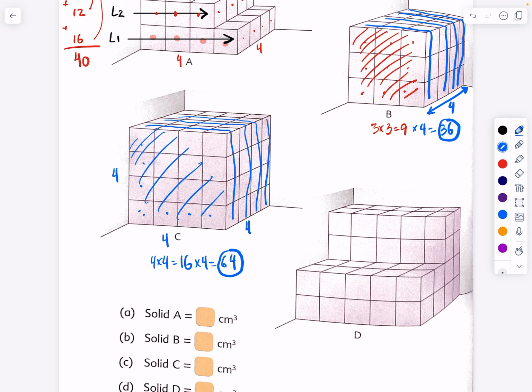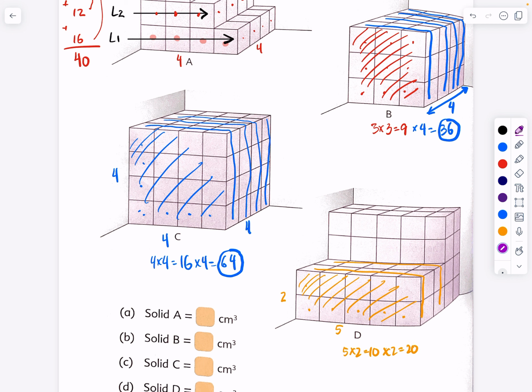Finally, look at this D shape. It's quite interesting. Again, we have to stay organized. So let's first consider the front part. 1, 2, 3, 4, 5. So 5 by 2. The front face has 10. But we have the front, and then we have another one on the back. So 10 times 2 is 20 in orange ones.